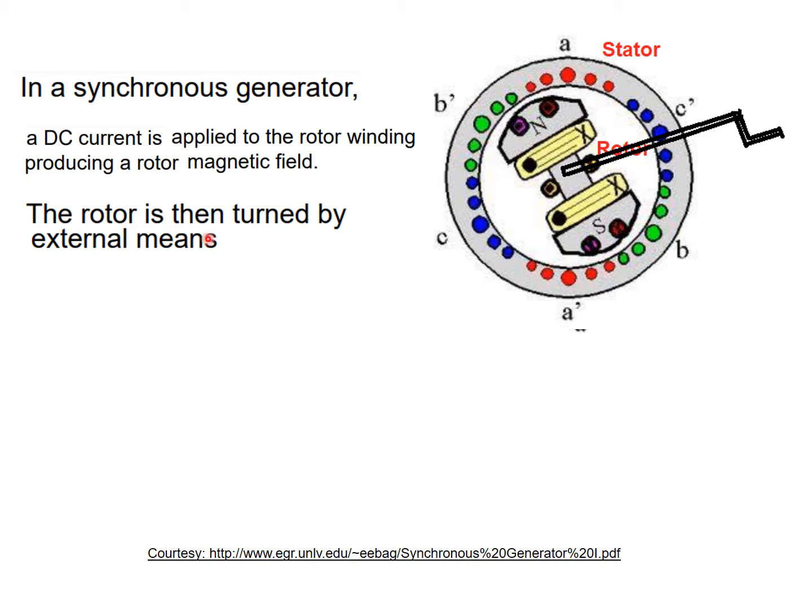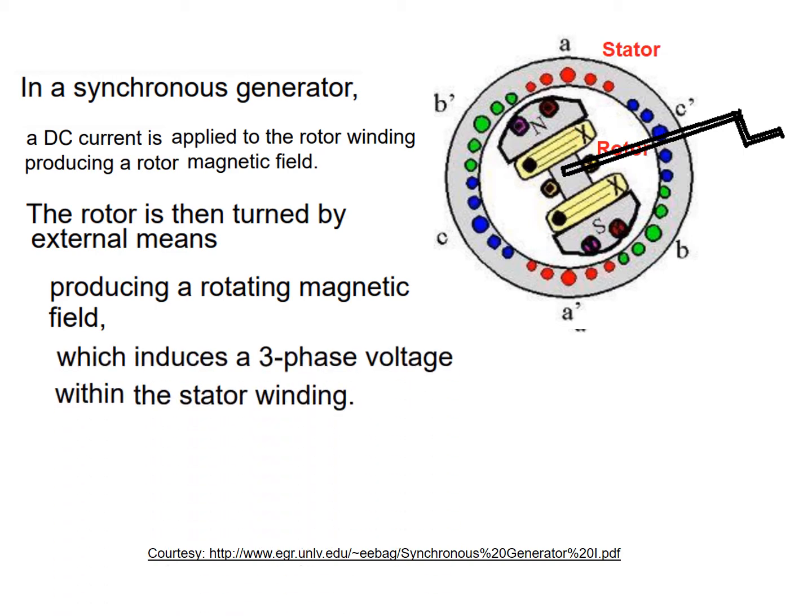The rotor is then turned by external means. So now this rotor is turned by a handle, by wind power, by a turbine, whichever way. So this is turned, and then it produces a rotating magnetic field, because the magnetic field around this was static, but when we are rotating this, then the magnetic field also rotates with this.